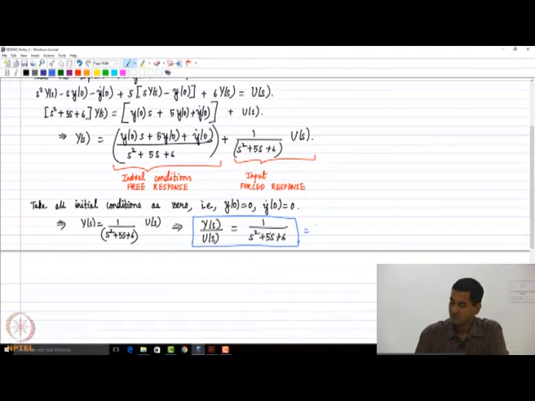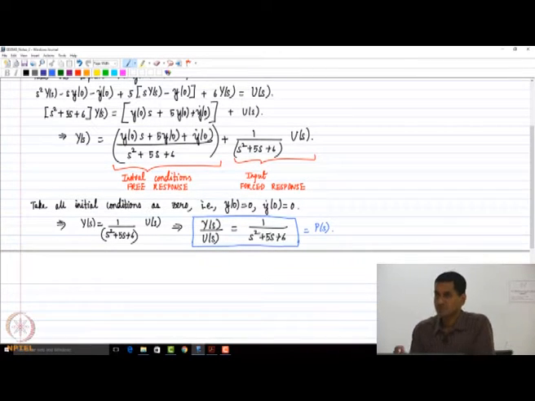So this is going to be the plant transfer function, or the system transfer function P of s, for this particular system. Please note that I'm doing all the steps once again so that we recap, but from here onwards, you would be able to follow these steps.